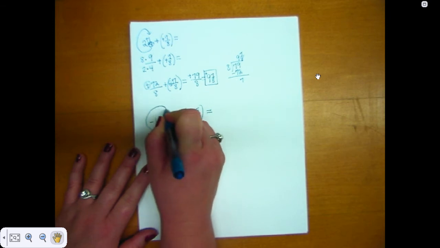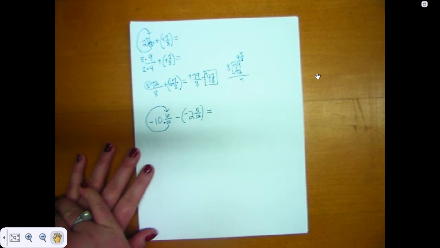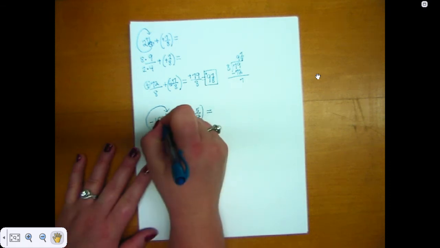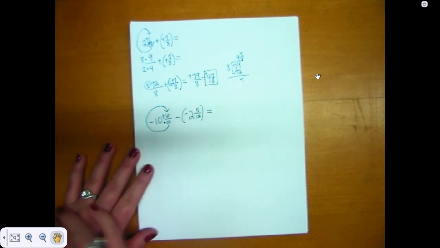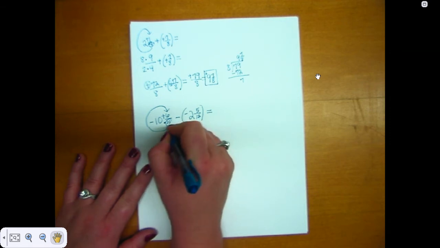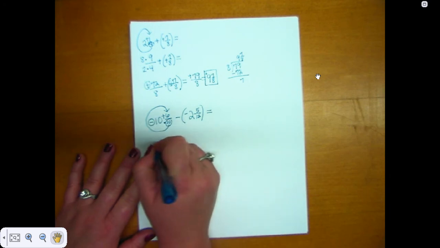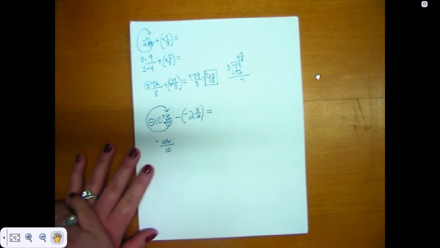So I'm going to do around the world here. 10 times 10 is 100. 100 plus 6 is 106. And you're going to keep your denominator, and you're going to keep your sign. Negative 106 over 10 is the same thing as negative 10 and 6/10.